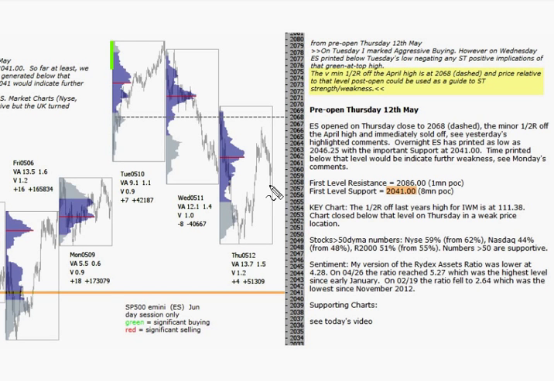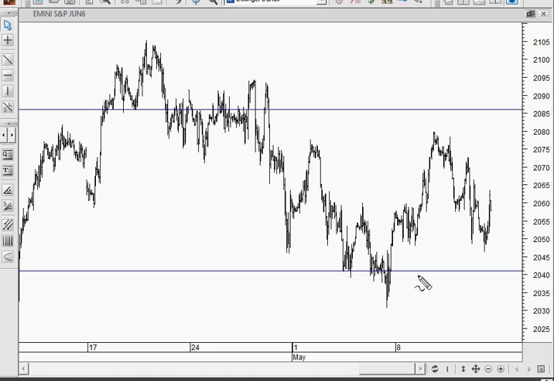Okay, we'll look at the stock index charts to finish. Quick review of the important levels on the E-mini. Major support at 2041 down here. Resistance levels being the minor half at 2068, the dash level here, and 2086, the 1 month point of control.